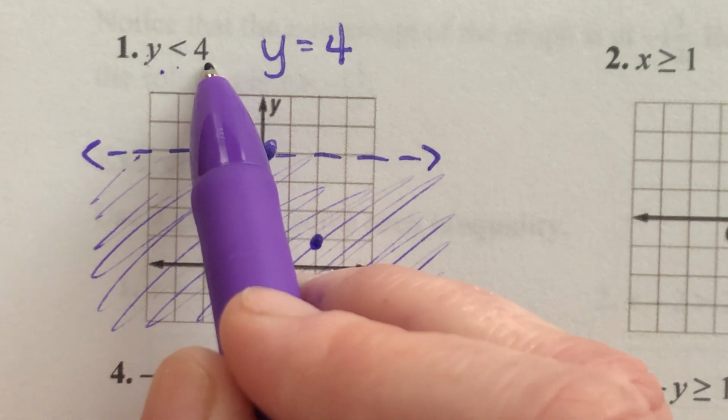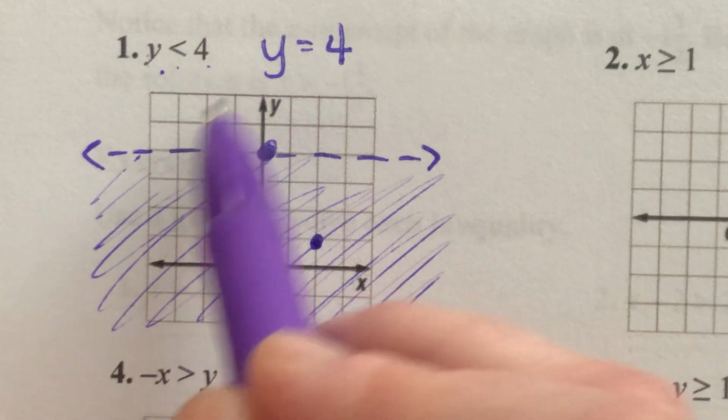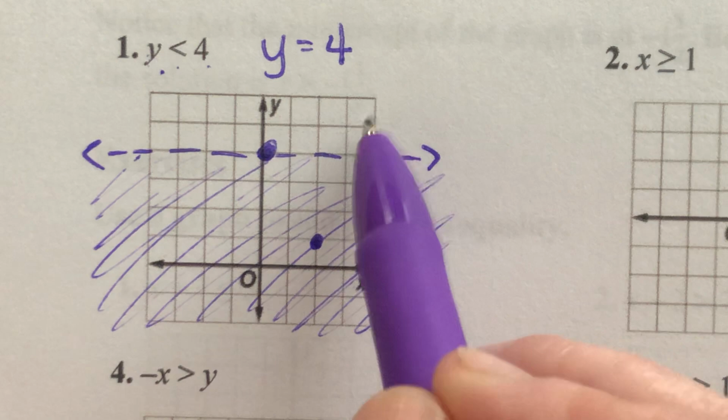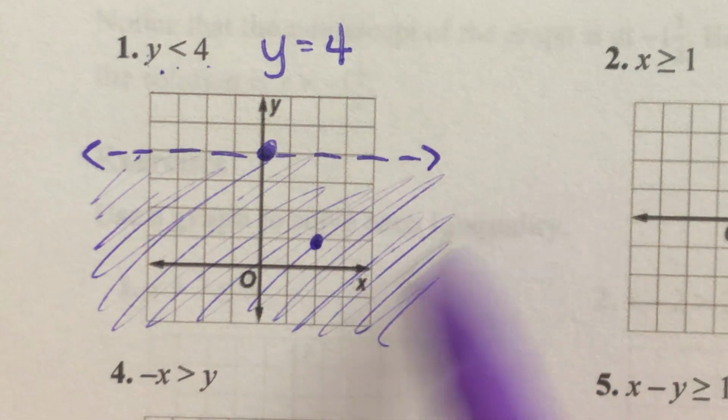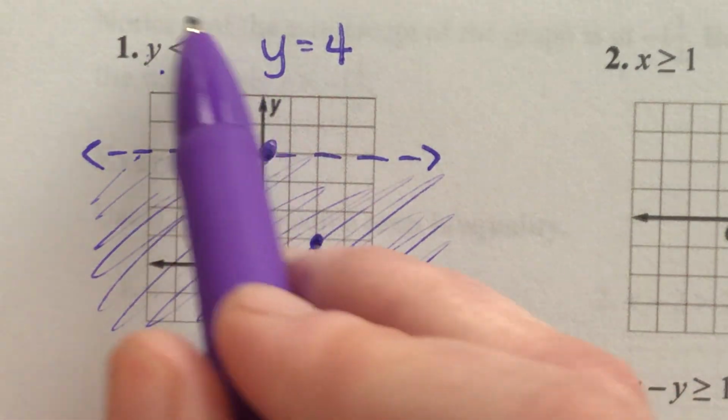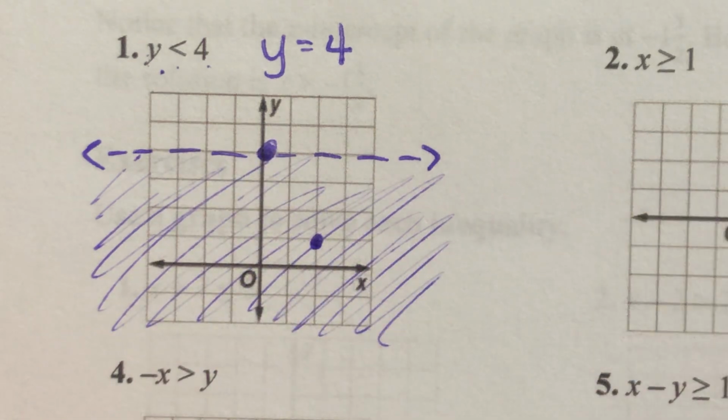Is 5 less than 4? No, it's not. So that doesn't work. That's why we're not shading anything up here. Only the numbers that make this a true statement are part of our solution. That's what we're shading, okay?